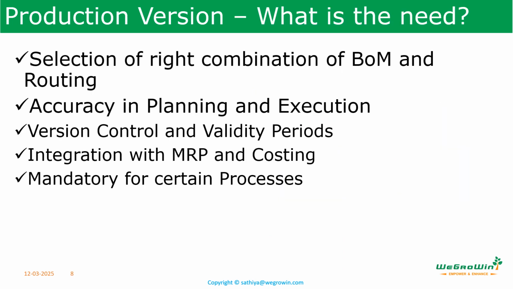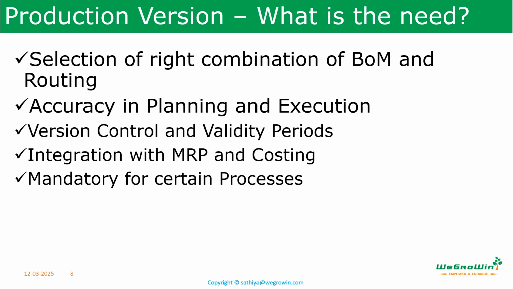So what is the need of a production version? The first is that there may be multiple BOMs and routings. So we need to select the right combination of BOM and routing. The production version will help in this process. And then it will help to ensure the right BOM and right routing is selected for MRP, material requirement planning, and also for production execution. That is when you are creating the production orders and executing them.